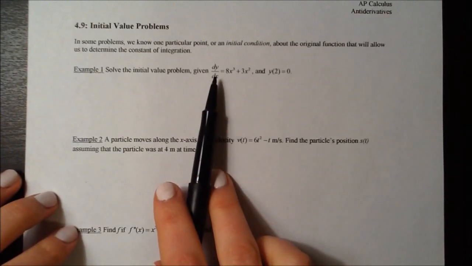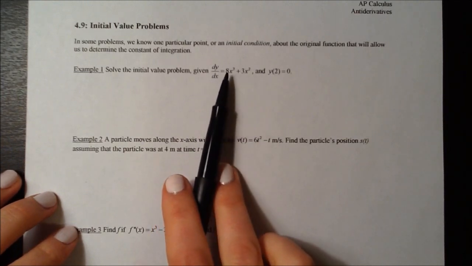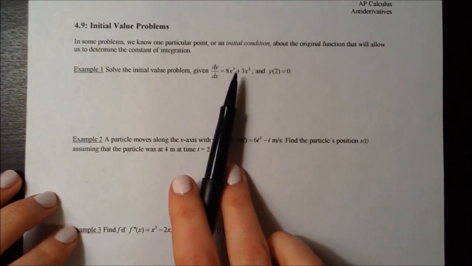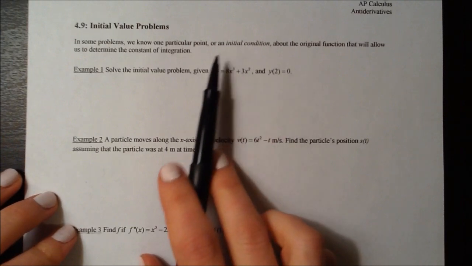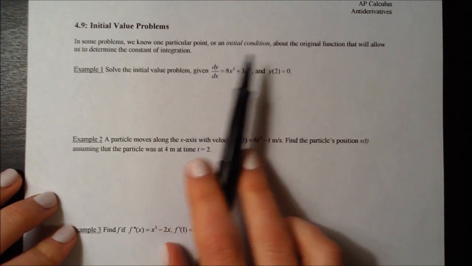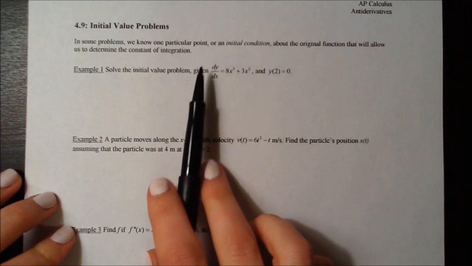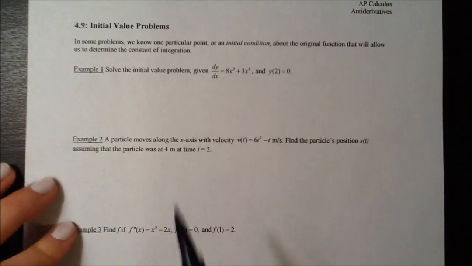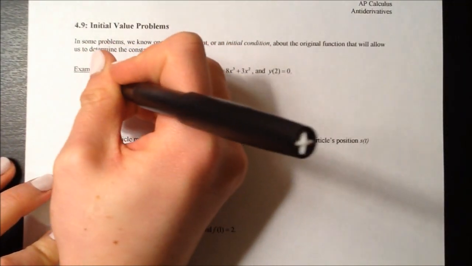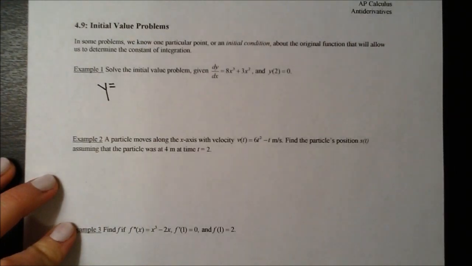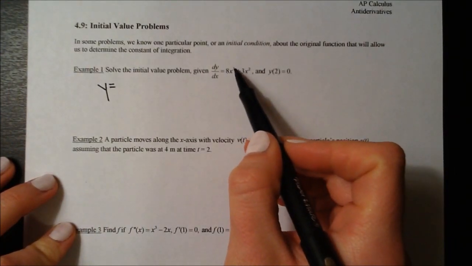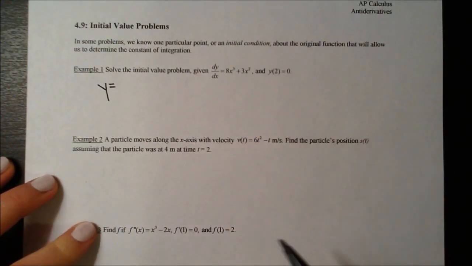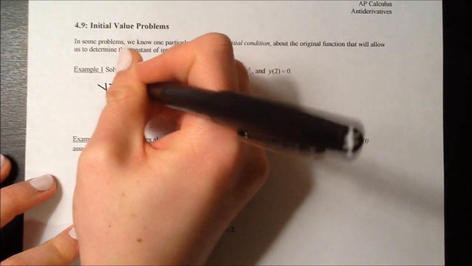So what we have here is dy by dx equals 8x cubed plus 3x squared. So what they're saying is they're giving us the derivative and then giving us an initial condition. So if the derivative of y equals this, we can start with y equals and then write what the original function must have been. So 8x cubed. In order to get 8x cubed, we must have started with 2x to the 4th.